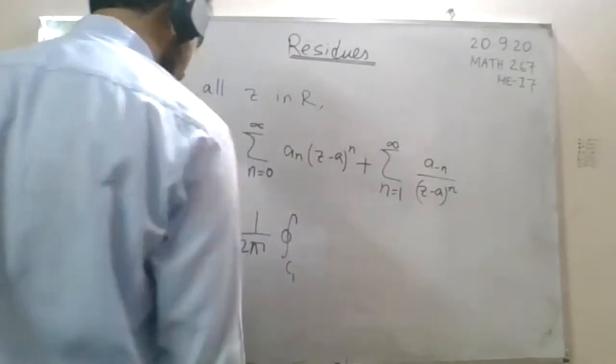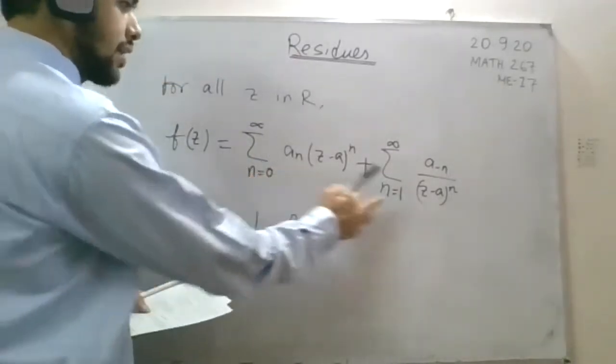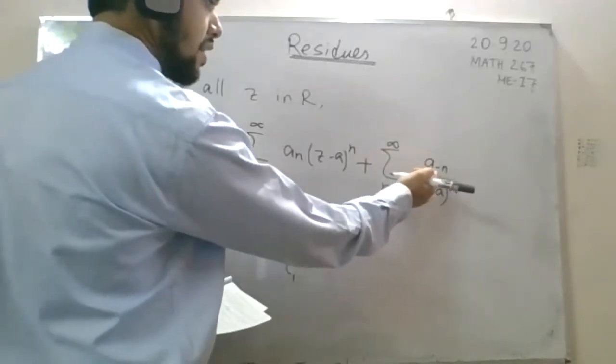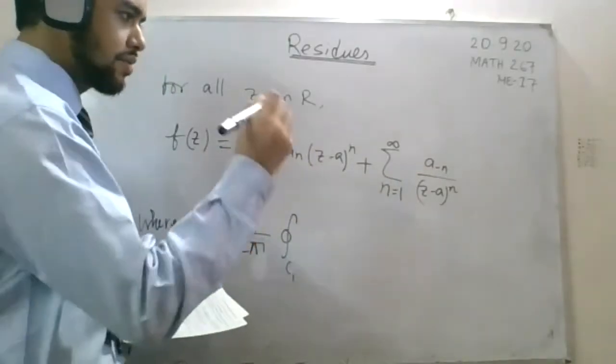Sir, is the second term a minus n? Which one? n equals 1 to infinity, and here it is a subscript minus n. Okay, subscript minus n.